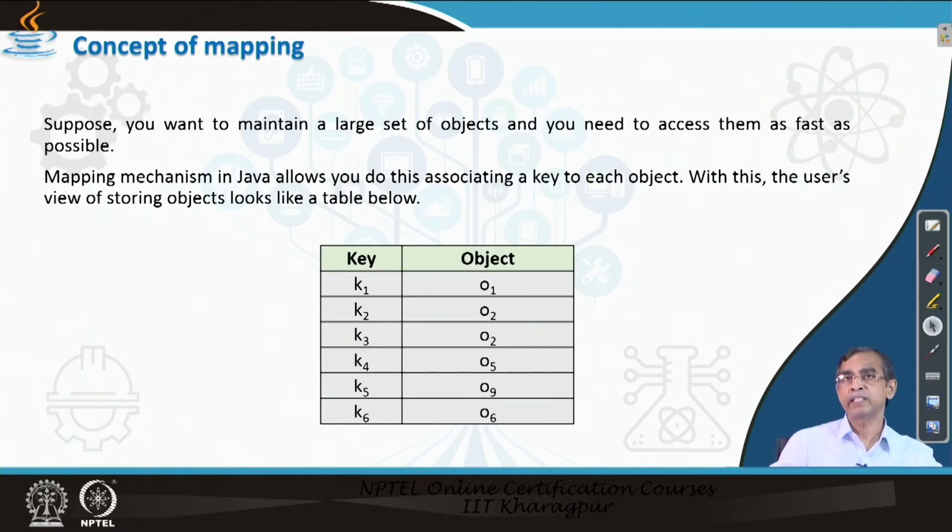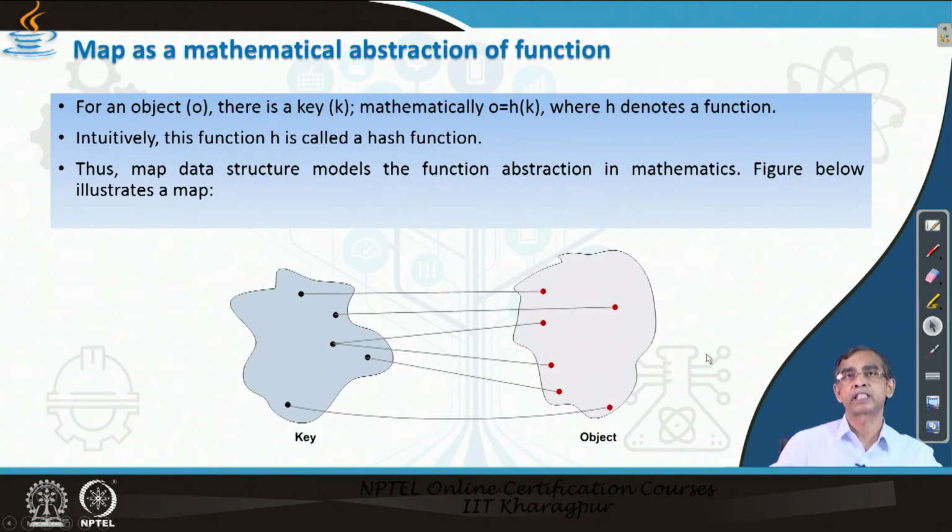So, that is the concept: for every object Oi there is a key Ki, and therefore each object is mapped by means of Ki. Now, why is this mapping possible? This mapping is possible by means of a function h. It is called the hash function. Now, this mapping, if you see, is very similar to a function, for example, y equals f(x).